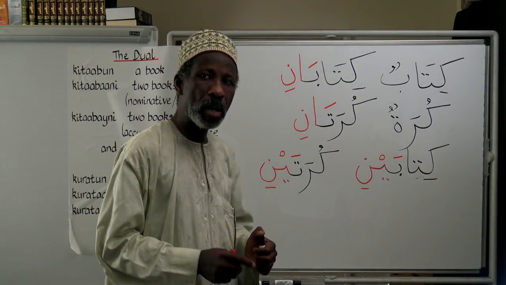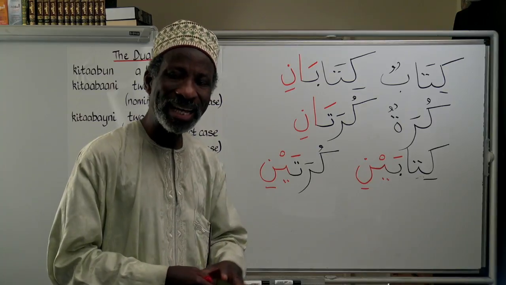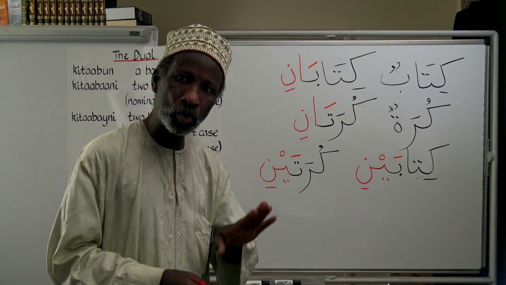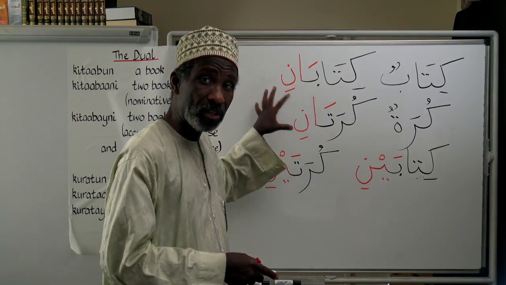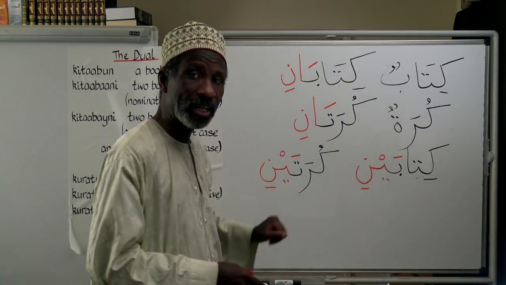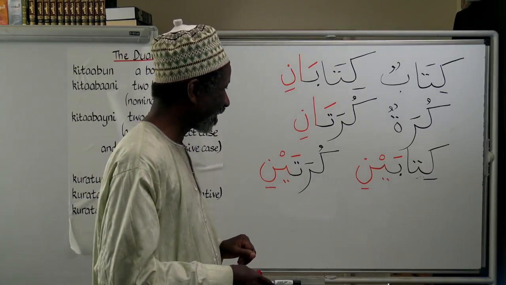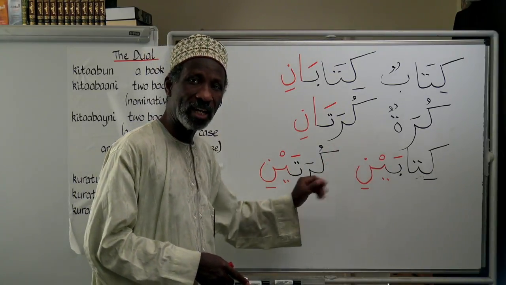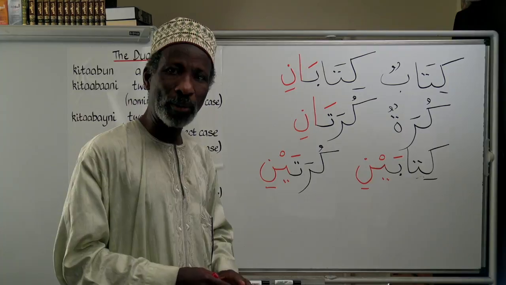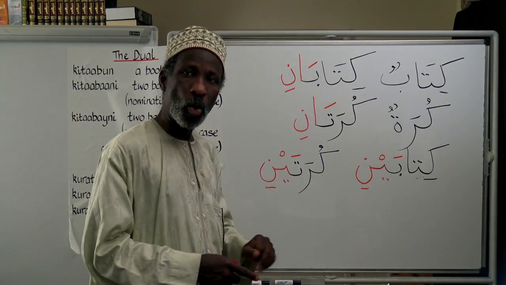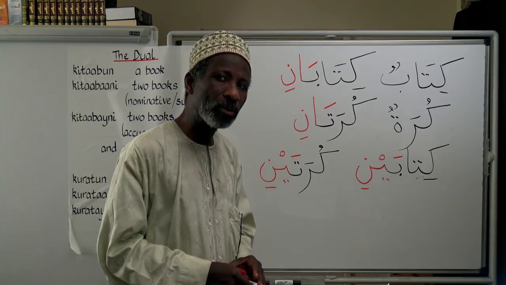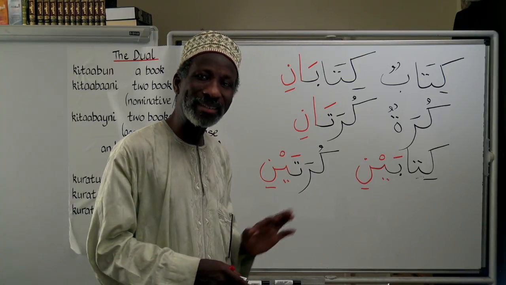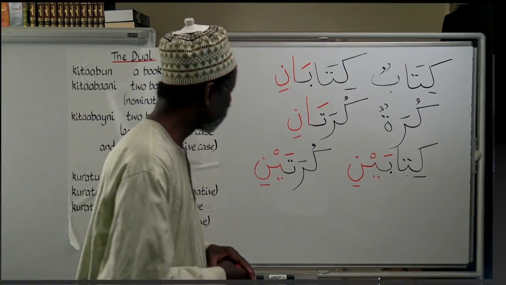Now, for the purpose of this lesson, just know that the dual ending has two versions. One version, which is the original, which is the default, is the ani ending, and another ending is the ayni ending. So when you see a noun ending in ani or ayni, you can safely say that there are two of them, because that's the sign of dual.